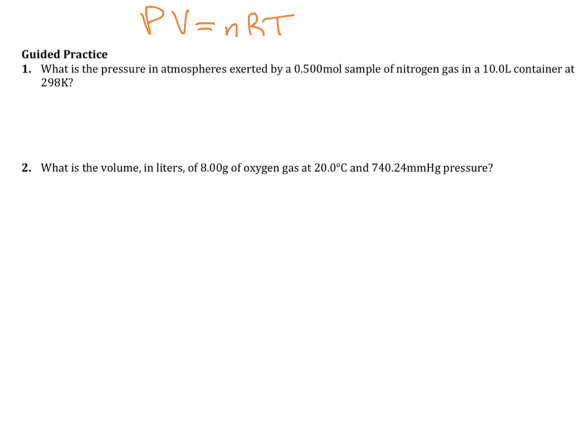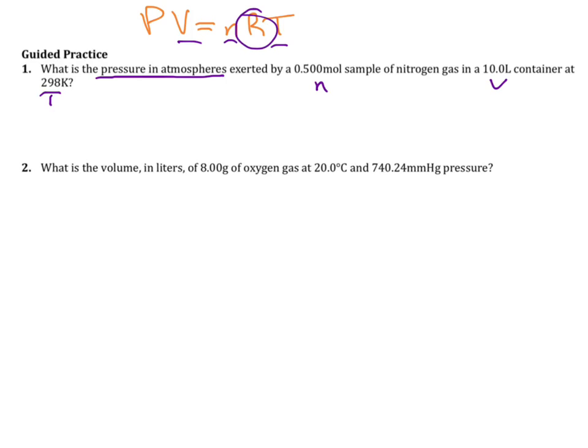All right, so let's go ahead and do this practice problem here. This is asking for pressure, and it's asking for pressure in atmospheres. It says, what is the pressure in atmospheres exerted by a 0.5 mole sample of nitrogen gas in a 10-liter container at 298 Kelvin? So here's N, here's V, and here's T. Notice how we're given N, V, and T.